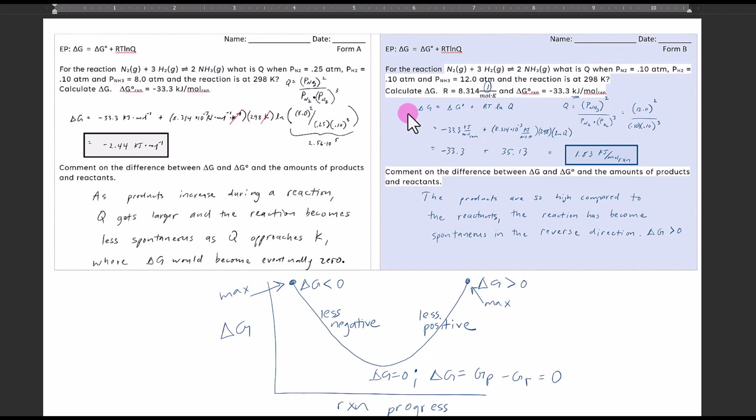So delta G, it's good to think of conceptually this curve. And so when Q is much larger than K, you'd be up here and the reaction shifts left. And if Q is real small compared to K, the smaller it is and the lesser it is than K, the higher up this curve you are. Okay, and as the reaction starts going left to right, you get more and more product, less and less reactant, and then you eventually get to 0.